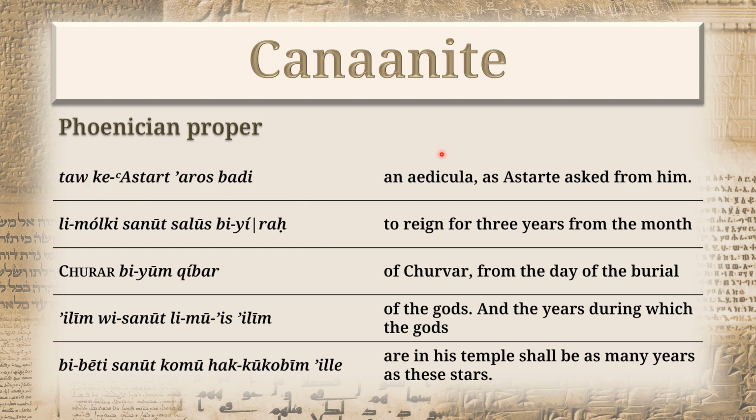So he built Tau, an edicula, ke Astart aros badi, as Astart asked from him. Limolki, to reign, Sanud Salus, for 3 years. Biyirah Kurar, from the month of Kurwar, so some kind of Etruscan month. Biyum Qibar Ilim, from the day of the burial of the gods. With Sanud Limu is Ilim Bibeti, and the years during which the gods are in his temple, Sanud Kumu Hakku Kubim Ille, shall be as many years as these stars. And you have now witnessed a Phoenician text in standard Phoenician.